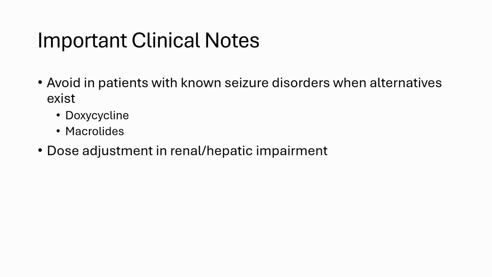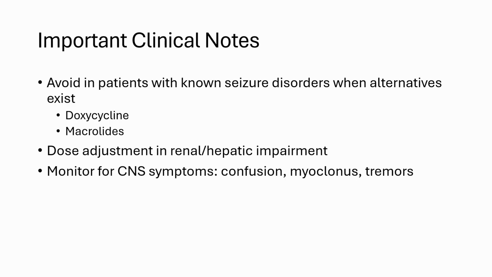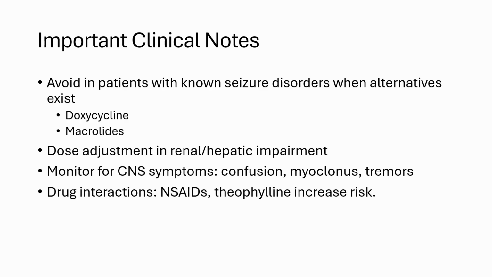And if your way of getting rid of it, clearing it via the kidneys, is gone, or metabolizing through the liver, or putting it out into the GI system, is gone, then you're going to have higher concentrations hanging around. And of course, also watch for those CNS symptoms. Watch for that confusion, myoclonus, tremors, all that good stuff. And absolutely be certain that you're not playing with some drug interactions. Make certain you're not adding some NSAIDs, some theophylline.